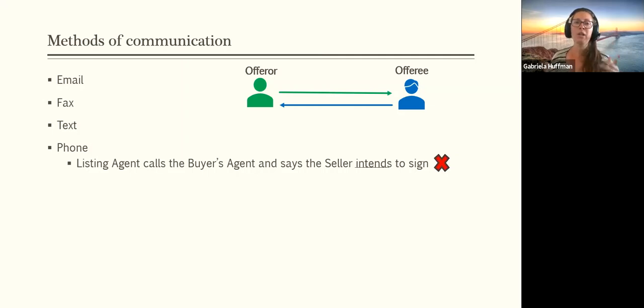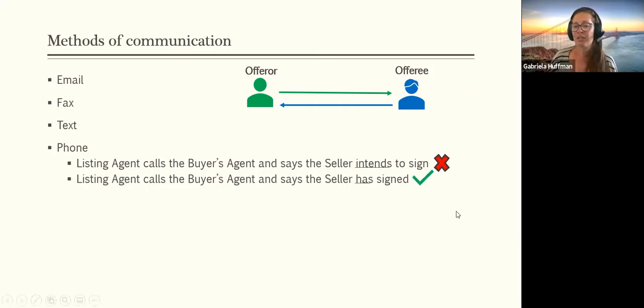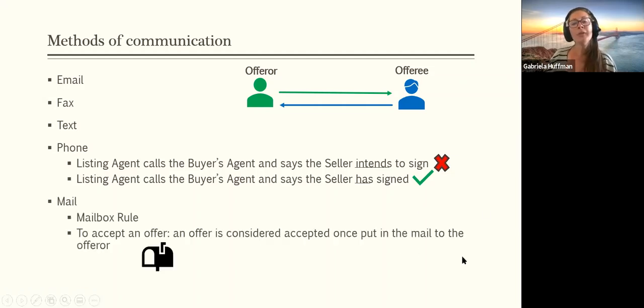If the question says, or one of the answer choices says, listing agent calls the buyer's agent and says the seller intends to sign, that doesn't mean anything. That's not a contract. Intending to do something doesn't mean it has happened. But if the listing agent calls the buyer's agent and says the seller has signed, we have communicated acceptance. We are under contract.